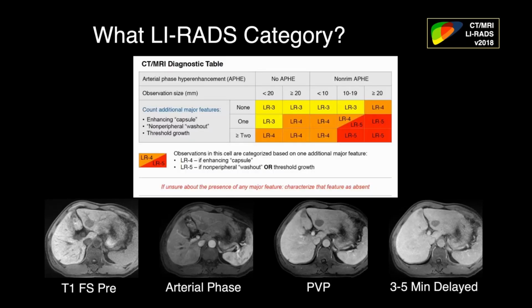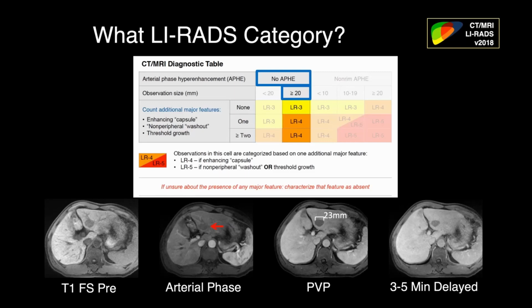So we did our initial check marks, and now we ended up at the diagnostic table. First, we want to see, does the observation demonstrate arterial phase hyperenhancement? And the answer is no. So we know we are in this category of observations.